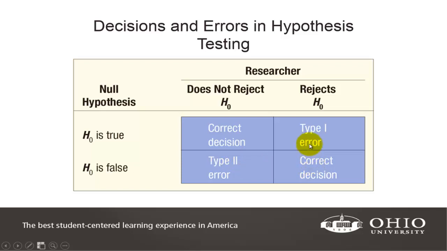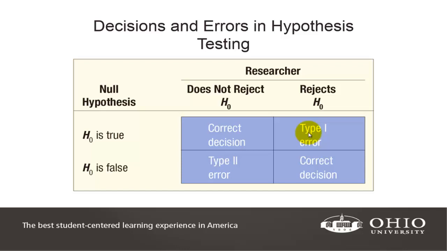Okay, now let me talk to you about the relationship between a type 1 error and alpha. I told you at the beginning when we started talking about hypothesis testing that you have to choose a value for alpha, the level of significance. Typical values are 0.01, 0.05, 0.10, and so on. Alpha, the level of significance, is the risk that you're willing to take of creating a type 1 error.